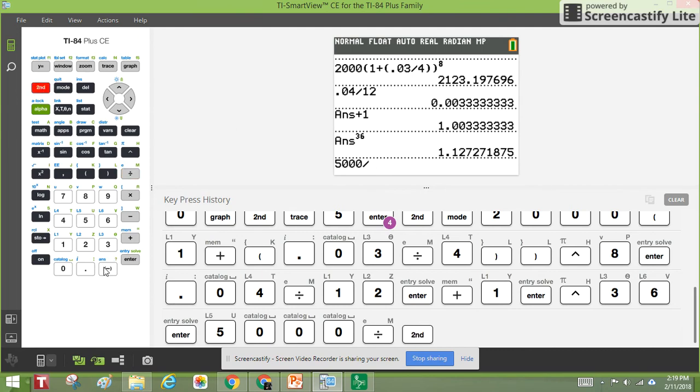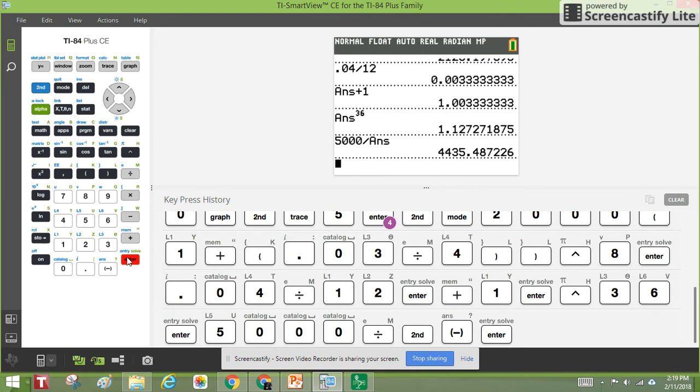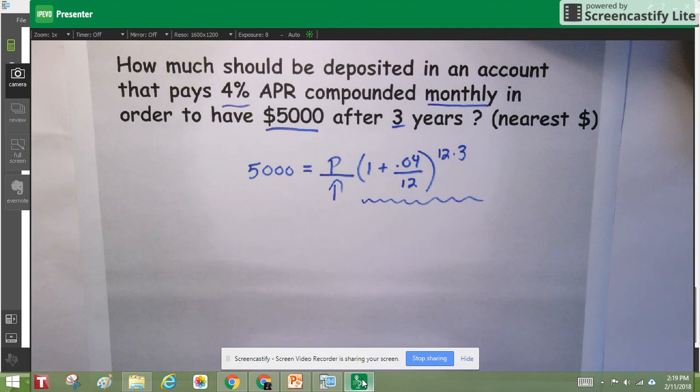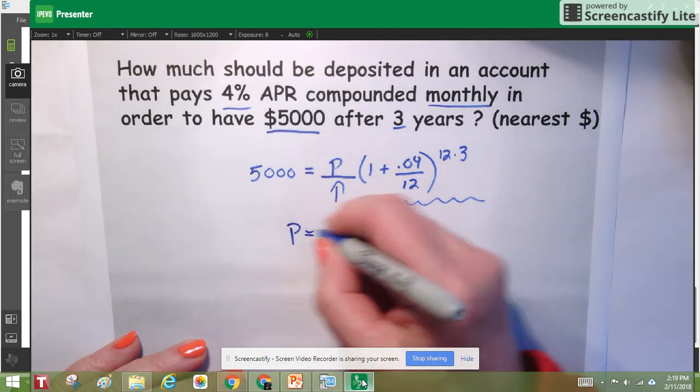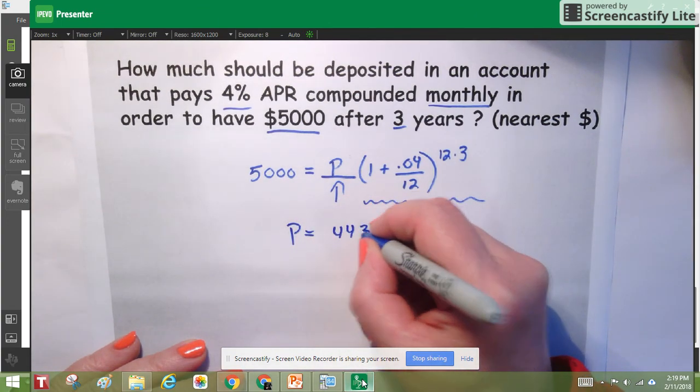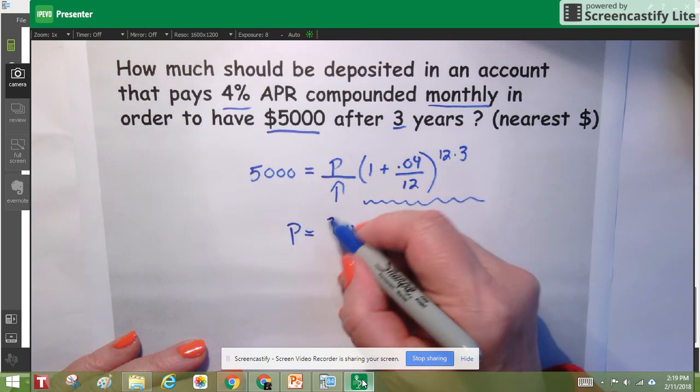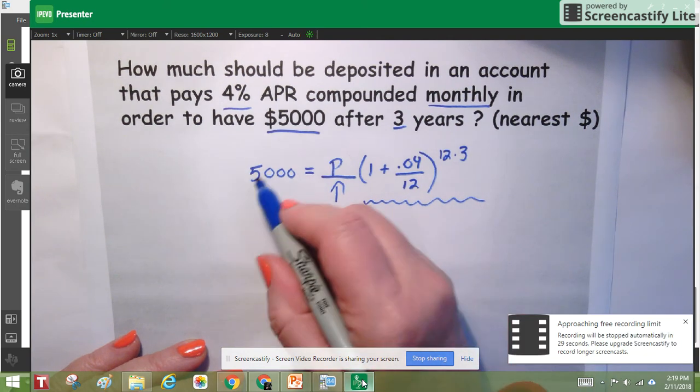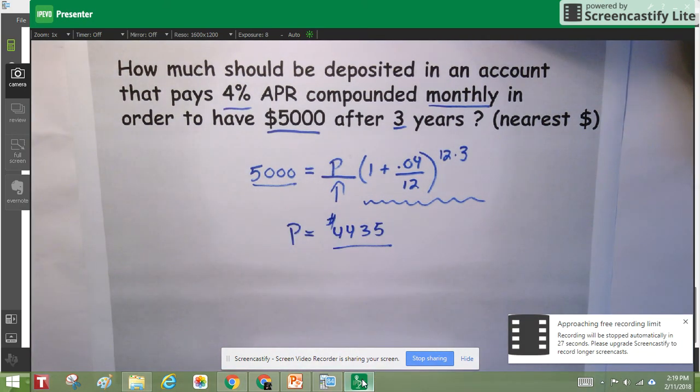I'm just going to go second answer so I don't have to type it in. And here now I know that P is going to equal $4,435. That's how much money I should deposit if I want to end up with $5,000.